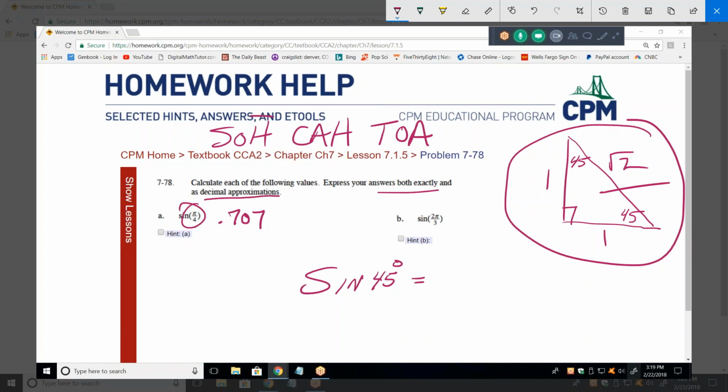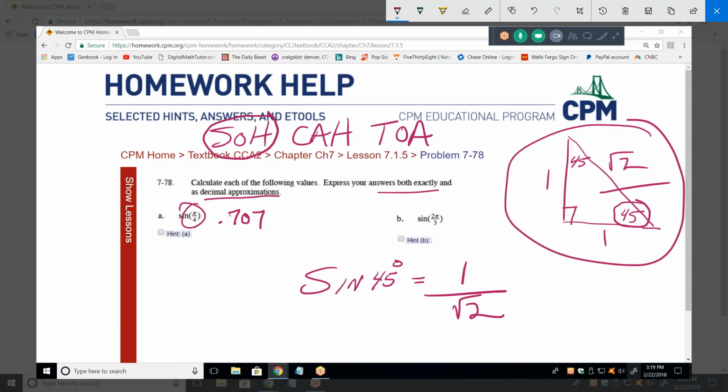Sine is opposite over hypotenuse. What is that? What's the opposite side to 45? There's the 45-degree angle. What's the measurement of the side that's opposite that? 1, over the hypotenuse. What's the hypotenuse? Root 2. So there's your exact answer.